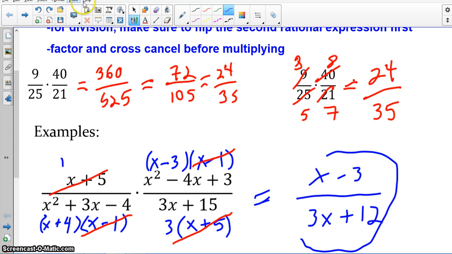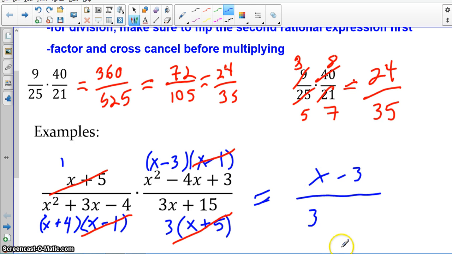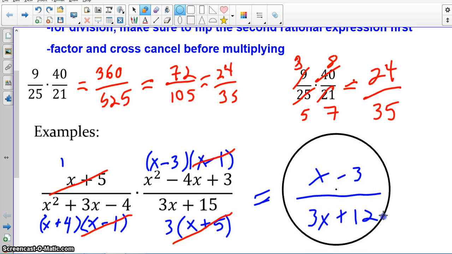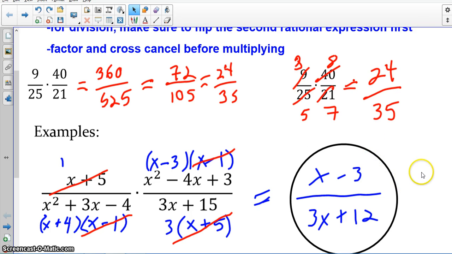I'm not going to circle that, that looks horrible. There's the answer. Let me rewrite it. 3 times x plus 4, so it's 3x plus 12. Okay, and that's the answer. Alright, I'll cheat. There's your answer, circled. Circle your answers, guys. It makes my life easier.